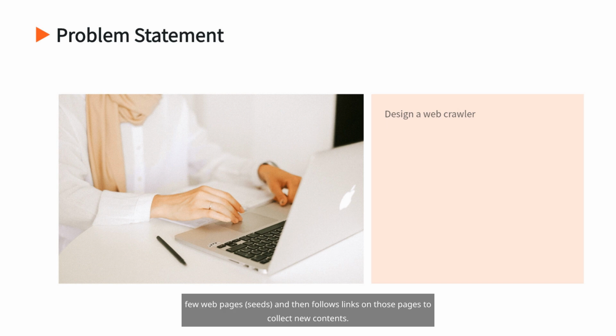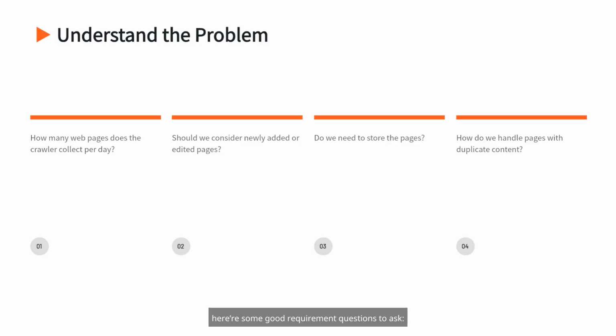The problem is to design a web crawler that starts by collecting a few web pages, the seeds, and then follows links on those pages to collect new contents. Here are some good requirement questions to ask. How many web pages does the web crawler collect per day? Shall we consider newly added or edited web pages? Do we need to store the pages? How do we handle web pages with duplicate content?